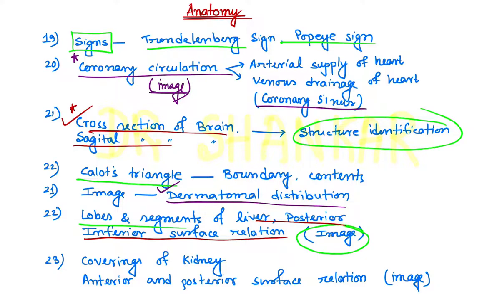Gallbladder impression. Next, coverings of the kidney are very important, from outer to inner aspect. Which are the coverings, like renal capsule, perinephric fat, paranephric fat, fascia of Gerota. These things are important, from inner to outer or outer to inner. For an image based question, anterior and posterior relations of the kidney are also important.